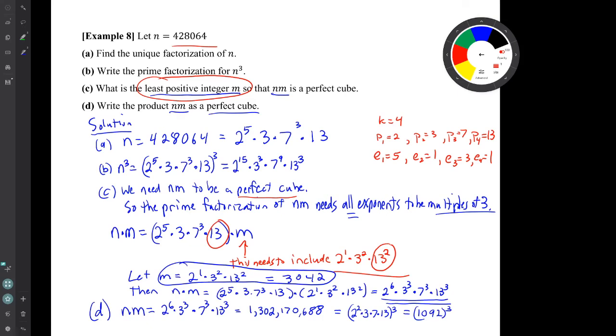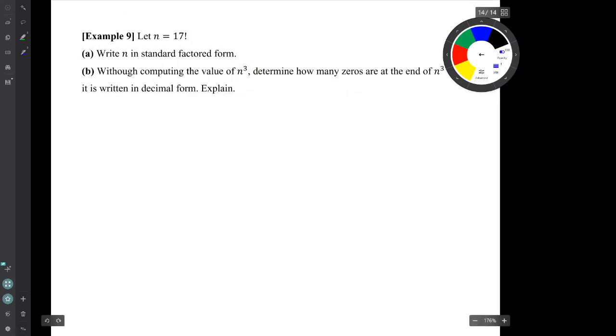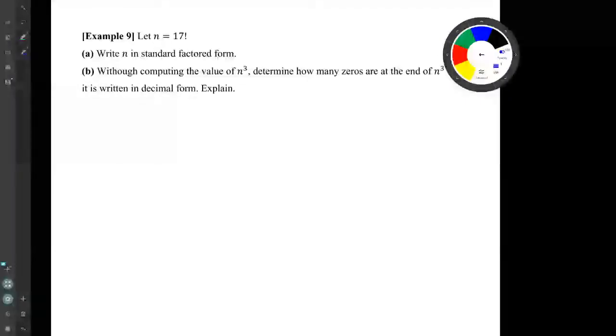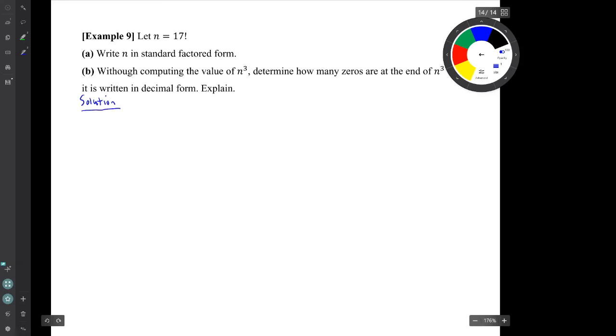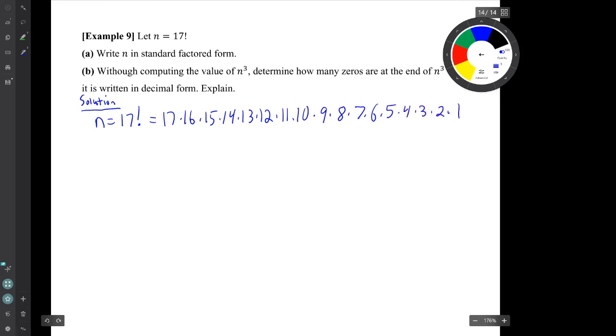We have one more example. This example says, let n equal 17 factorial. Write n in standard factored form. All right. Well, let's just start by writing out 17 factorial and then write out its factors. So there's 17 factorial. Now let's factor these things.